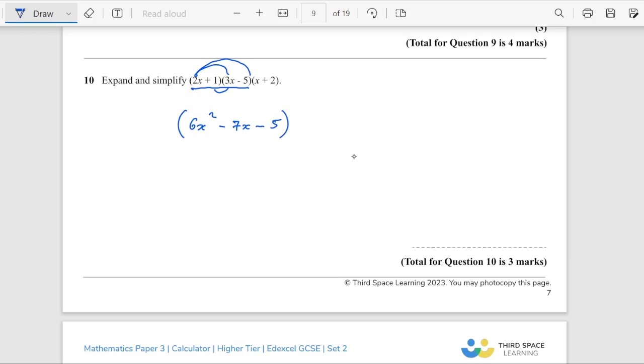For my next step, I need to multiply that by the easier bracket, so I'm going to put x plus 2. I'm going to times everything by x and write it on my first line, and then times everything by 2 and write it on my second line, leaving a gap, a bit like column addition using algebra. So that gives us 6x cubed minus 7x squared minus 5x, and then timesing everything by 2 would give me 6x squared times 2 would give me 12x squared, and then 2 times minus 5.